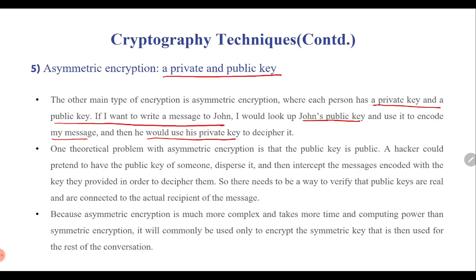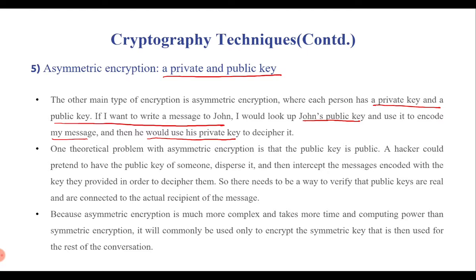So one theoretical problem with asymmetric encryption is that the public key is public. A hacker could pretend to have the public key of someone, disperse it, and then intercept the messages encoded with the key they provide in order to decipher them. So there needs to be a way to verify that public keys are real and are connected to the actual recipient of the message. Because asymmetric encryption is much more complex and takes more time and computing power than symmetric encryption, it will commonly be used only to encrypt the symmetric key that is used for the rest of the conversation.